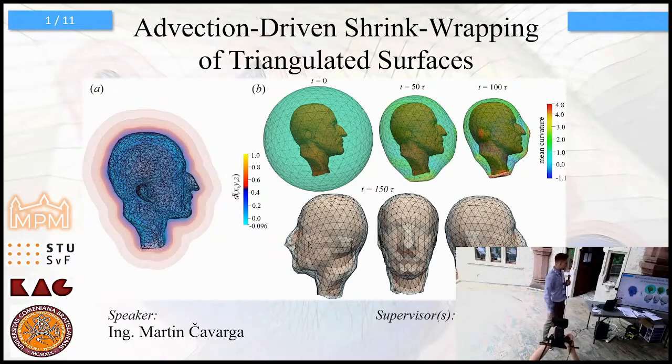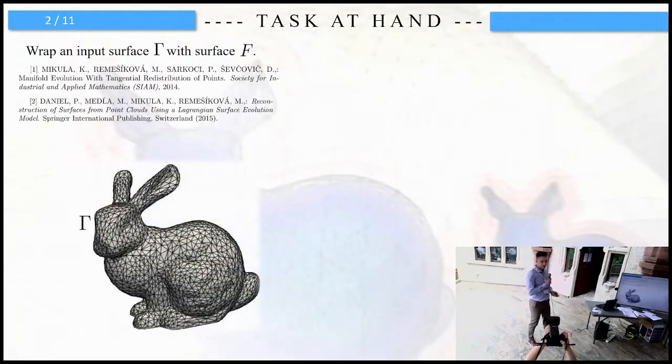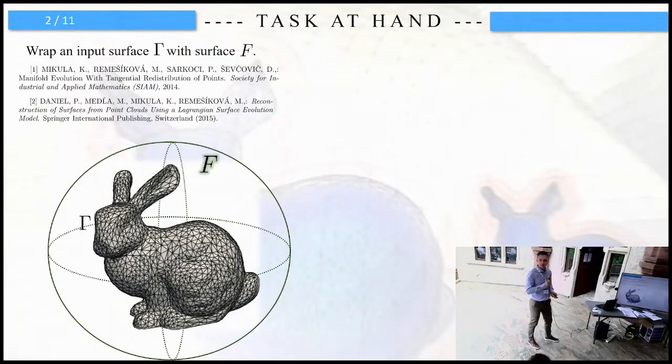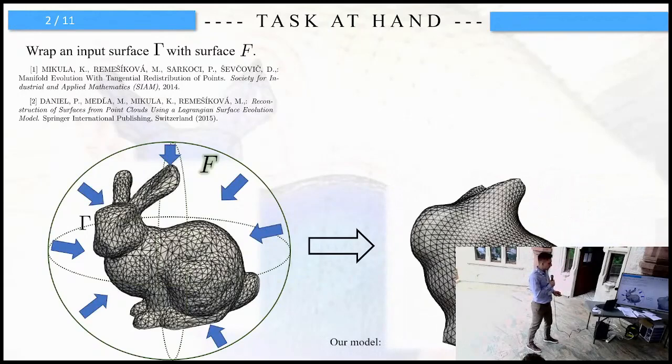So on the image you can see that we're basically wrapping a surface with another surface. Let me get my pointer. So our problem statement is to wrap some mesh, some triangulation, with a surface whose triangulation we can control. And we basically evolve it towards it and create something that looks like this.